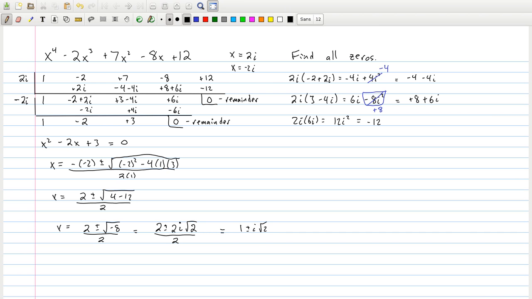Now they asked us to find all the zeros. This was a degree 4 polynomial, so we should have 4 answers. We have x equals 2i, x equals negative 2i, x equals 1 plus i radical 2, and x equals 1 minus i radical 2. We found 4 zeros to a degree 4 polynomial, so we know we have found all the zeros.